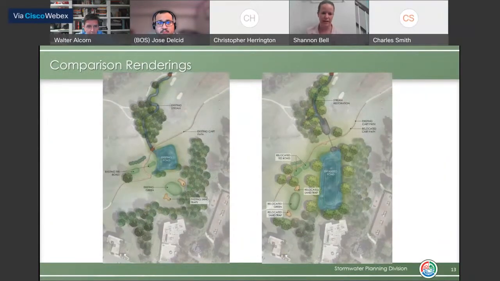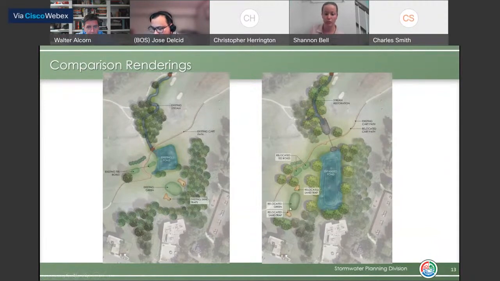So I had a rendering developed of what the site looks like now and then what it's going to look like with our proposed pond. As you can see right now, here is the existing green for hole 4 and the tee boxes for hole 5, and then we have our existing pond right here. With our proposed project, we're going to be installing our pond here, and as I mentioned, we'll have those underground large stormwater pipes going right here. So we'll outfall into the pond.